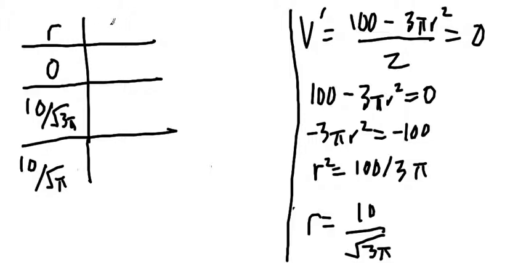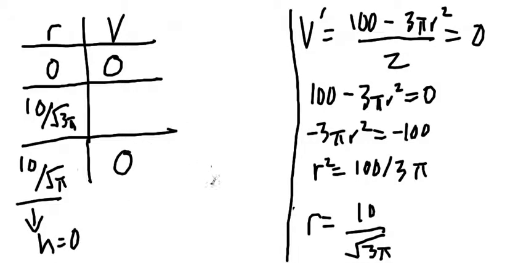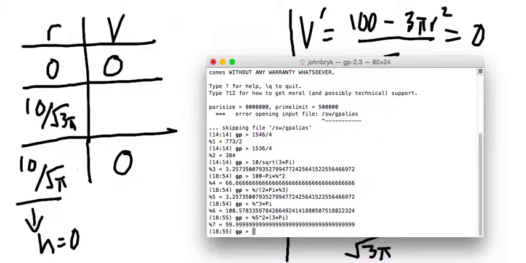Let's see. So the volume, if the radius is 0, the volume has to be 0. I mean, we know what the expression for volume is. Volume is pi r squared h, so this has to be 0. Over here, when the radius is 10 over root pi, remember how we found that? That is when the height is equal to 0. If the height is equal to 0, the volume is also equal to 0. So this pretty much implies that the maximum has to occur when the radius is equal to 10 over root 3 pi.